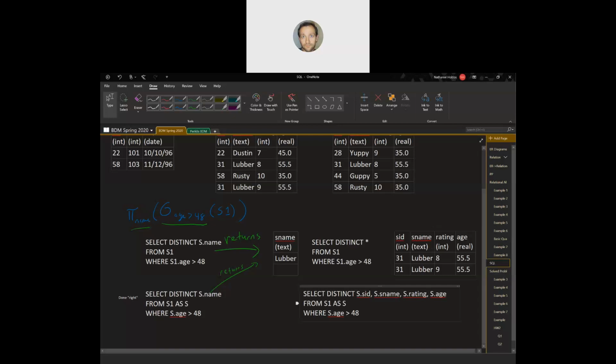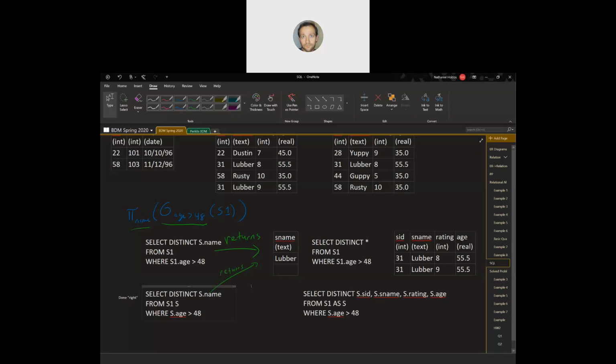By the way, when you're renaming a table, you actually do not need the as. You can just say from S1S. But again, this doesn't have a tangible effect on the output, but it is easier to remember what you're doing if you write the as. That I don't insist on. In fact, sometimes I might leave out as accidentally. But that's not something that I insist on. The other things I do. Questions?